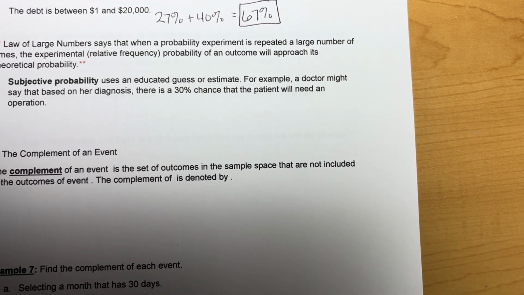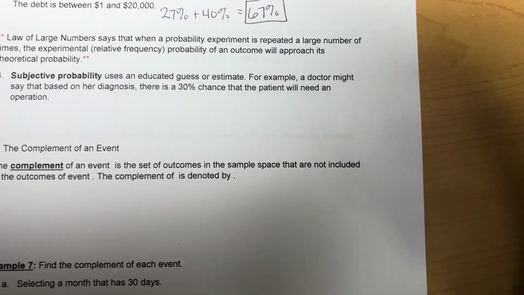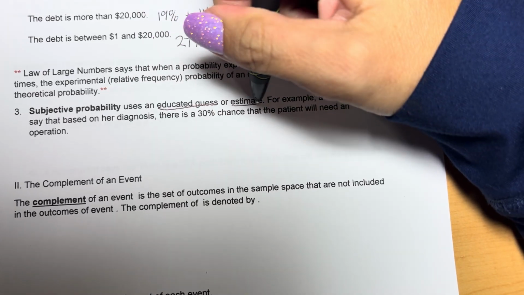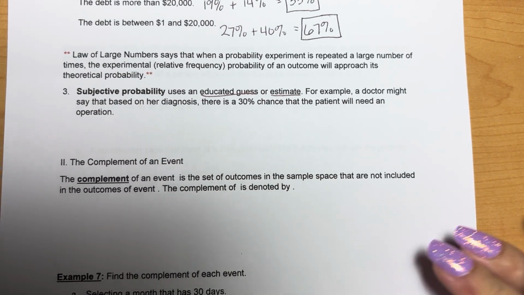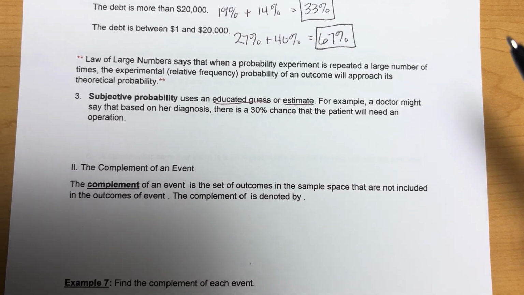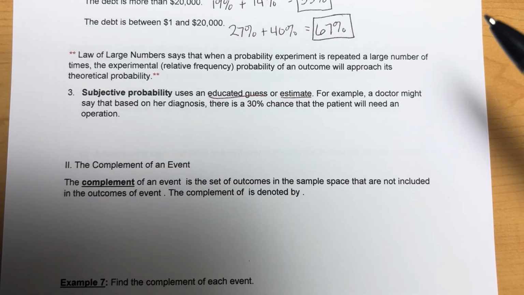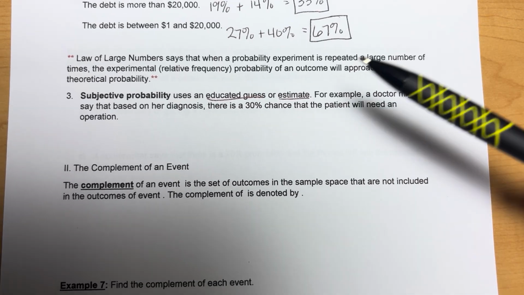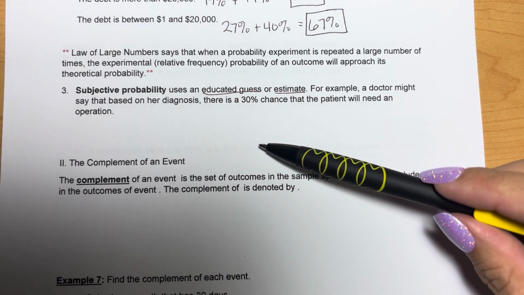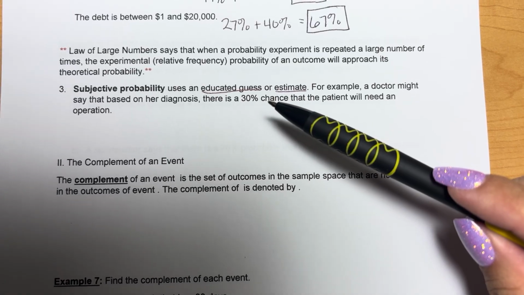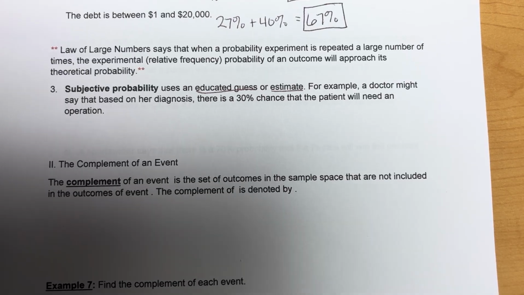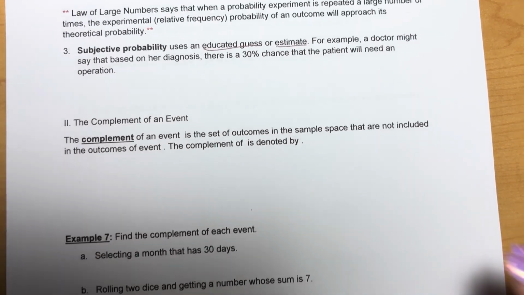All right, subjective probability. So subjective probability uses an educated guess or an estimate, okay? For example, a doctor might say that based on her diagnosis, there's a 30% chance that the patient will need an operation, okay? This is coming from data collected before. It says like, well, people in your case, it has been that 30% have to get the operation after this kind of an injury, okay? And that's taken off of data, and so it's a best guess, okay?